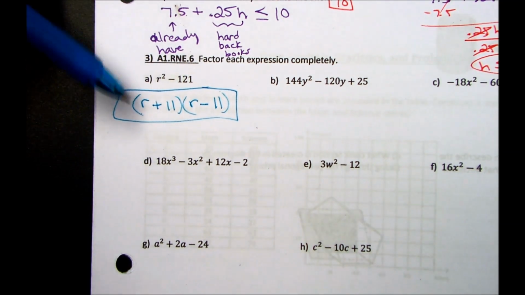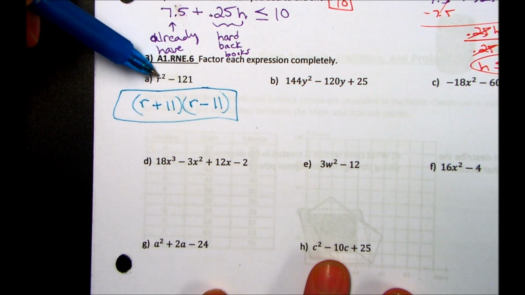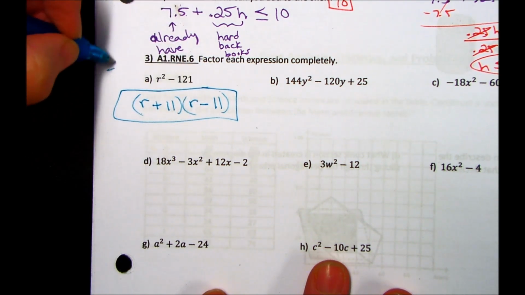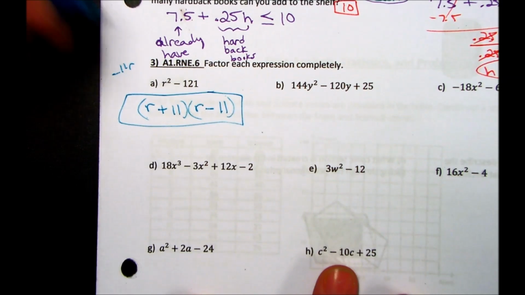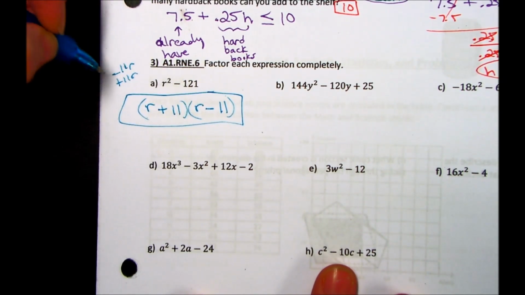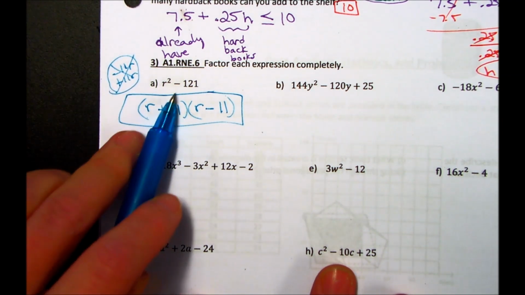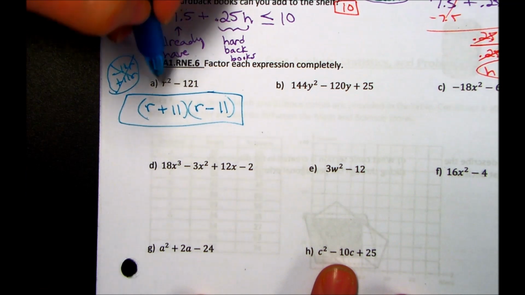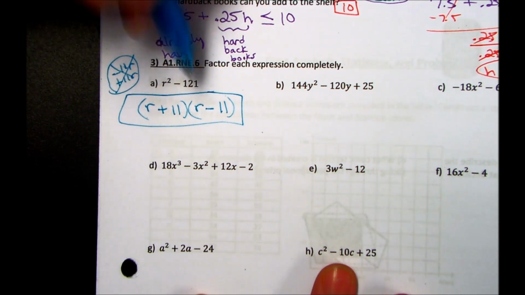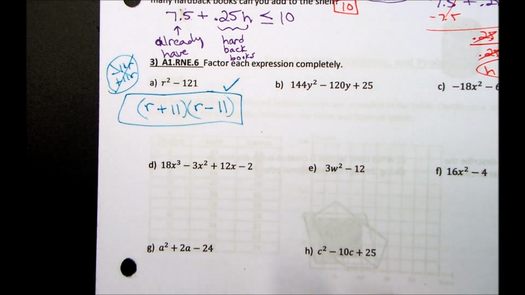But if you're checking it, you can multiply it back together. So the r times the r does equal the r squared. The r times the negative 11 would be a negative 11r, so I'm just going to write that off to the side. The positive 11 times r is a positive 11r, so those middle terms cancel out, which is why there is no middle term in your expression here. And then your positive 11 times the negative 11 is negative 121. So these are the factors, and we did check it.